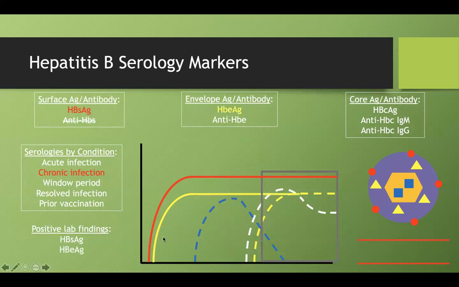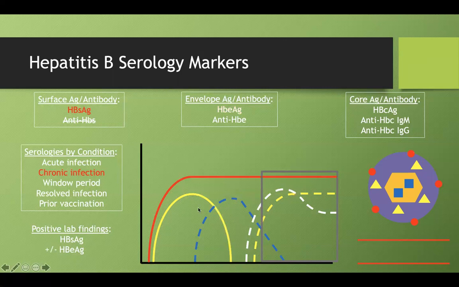And the hepatitis B envelope antigen, we talked about this when we talked about the envelope antigen. So the envelope antigen is a marker of how transmissible your disease is, how much active replication is going on. So you could have a case of chronic hepatitis B like this, where you're very infectious still, you're very transmissible. So in this case, you would have a high envelope antigen.